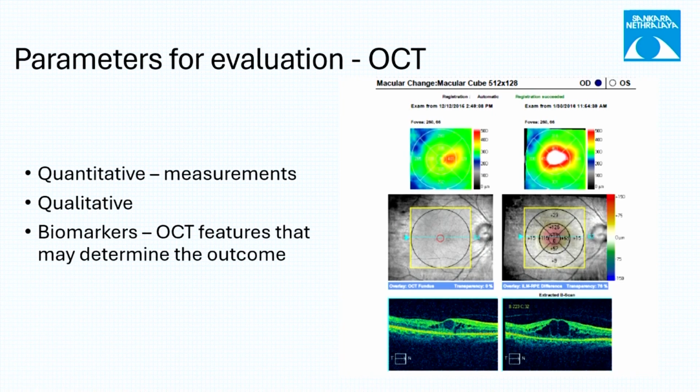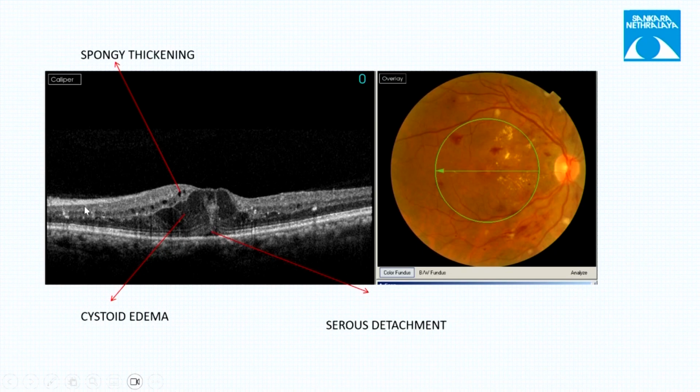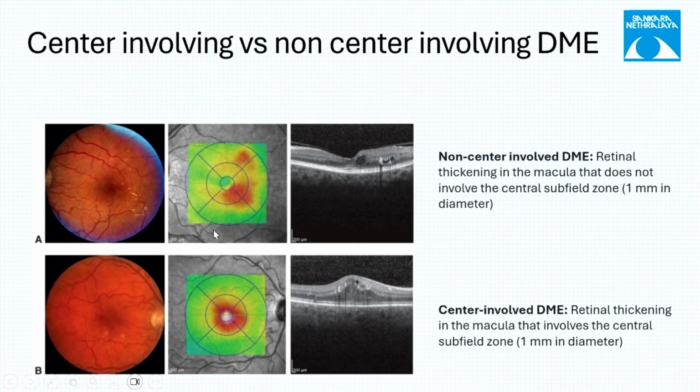Other parameters for evaluation include OCT, where you have quantitative measurements but also qualitative features. Like here you have macular edema that is minimal, and then you see on follow-up it is significantly increased. We also have biomarkers that tell you how the outcome may be. These are typical features on OCT. You have a cystoid edema or spongy edema. You can have a neurosensory detachment. Here you see the cysts in the inner nuclear and the outer plexiform layer.